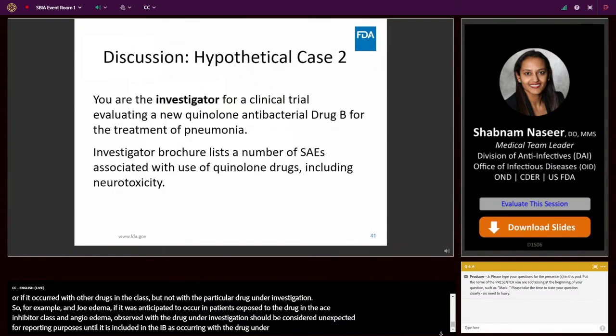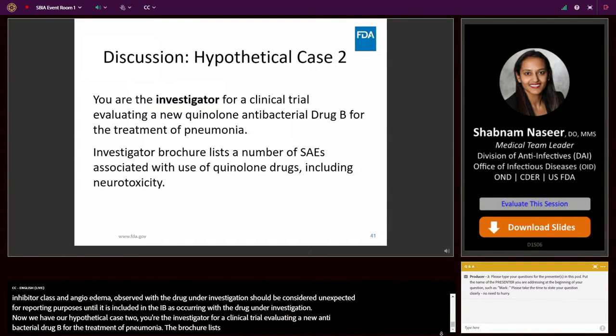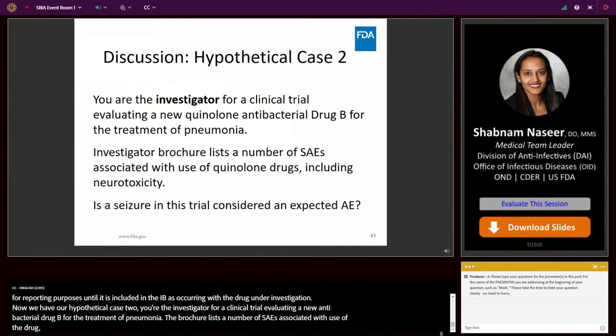So now we have our hypothetical case 2. You're the investigator for a clinical trial evaluating a new quinolone antibacterial drug B for the treatment of pneumonia. The investigator brochure lists a number of SAEs associated with the use of quinolone drugs, including neurotoxicity. And so the question is: is a seizure in this trial considered an expected AE?